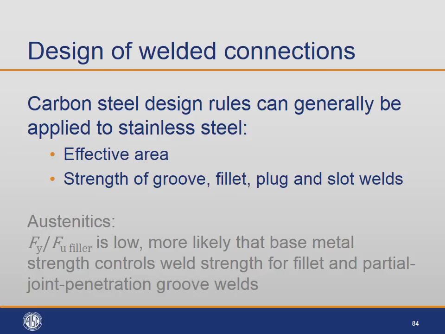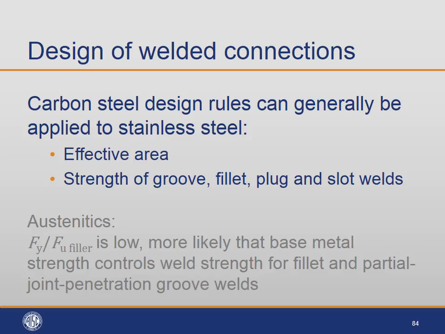When it comes to the design of welded connections, the carbon steel rules can be applied to stainless steel. In general, the rules about effective area, the strength of groove, fillet, plug and slot welds, the design expressions can also apply. Just a note that for austenitics, this ratio of Fy over the tensile strength of the filler metal is low. So it's more likely that the base metal strength will control the weld strength for fillet and partial joint penetration groove welds.